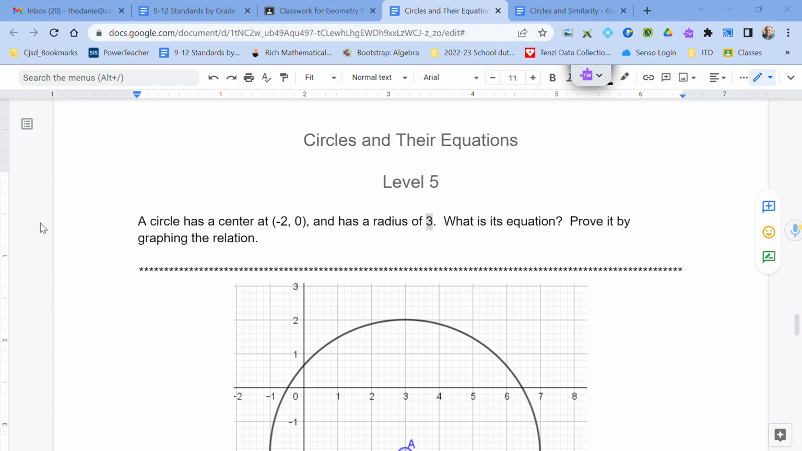I put it in as x minus negative, which changes to x plus 2 squared, plus y, should have been y minus 0, because the y value was 0. So it just became y squared. Y minus 0 squared is y squared equals the radius squared, 3 squared, and it became 9. And I will put in the center of the circle so you can see, there it is. The center of the circle is right here. My radius is exactly 3 units from -2 to 1, from -2 to -5. That equation did exactly what I needed it to do.